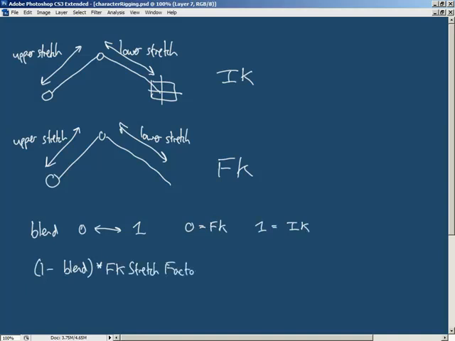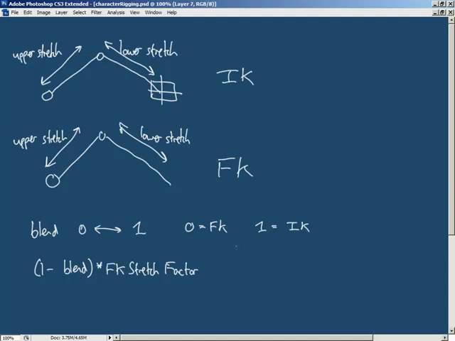And we can see there that when blend is set to 0, which is set to FK, 1 minus 0 gives us a value of 1. That gives us 1 times our FK stretch factor, and gives us 100% of that FK stretch factor. However, when we blend over to IK, 1 minus 1 is equal to 0. We take 0 times our FK stretch factor, giving us none of our FK stretch factor.